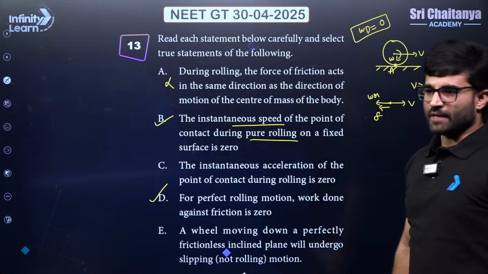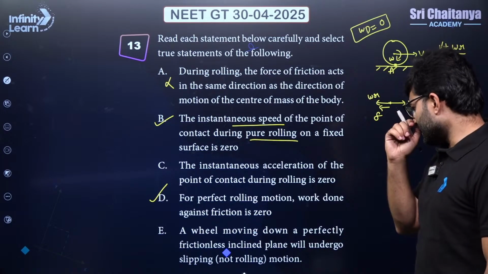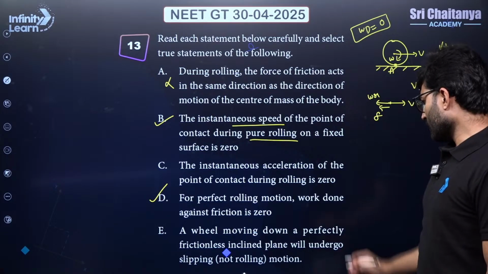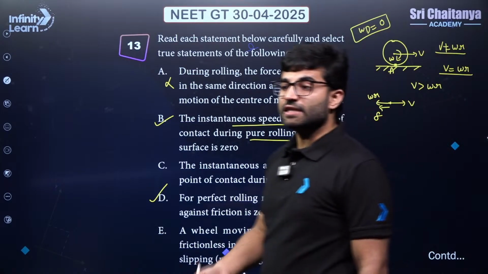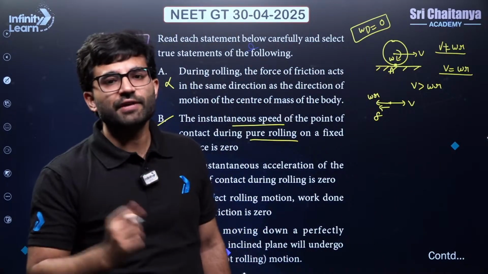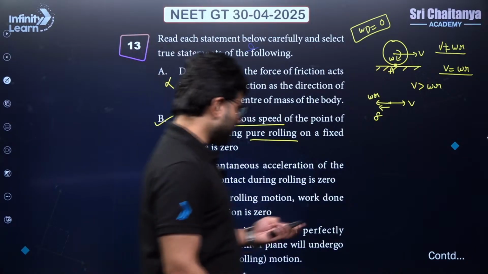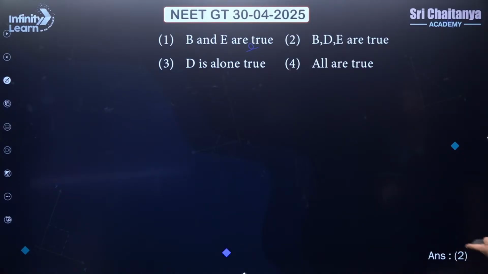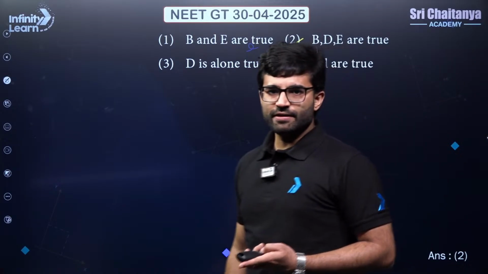Understood? Next, a wheel moving down a perfectly frictionless inclined plane will undergo slipping motion. Perfectly frictionless surface. Yes, that is correct, because the friction is not there, which means that slipping will happen now, rolling will not happen. So that is also correct. So your answer would be B, D and E. Is that very, very true? Yeah. So the answer is B, D and E. Is that very, very clear?